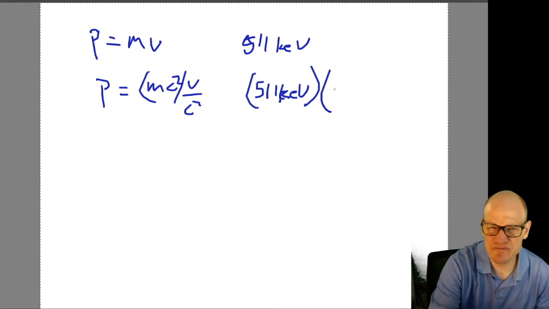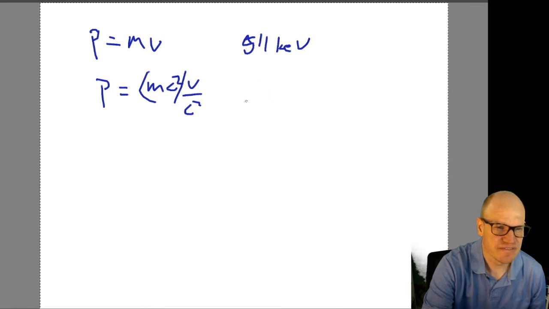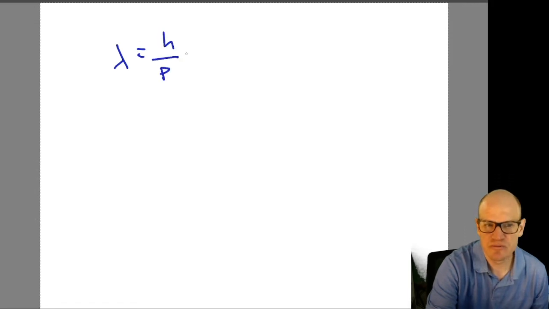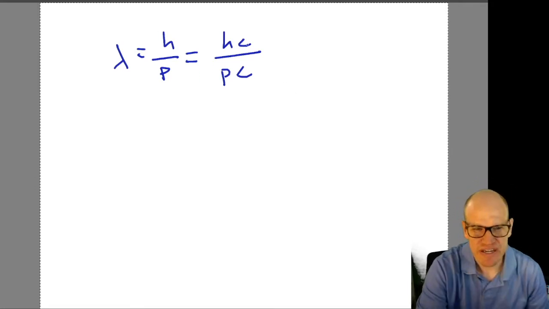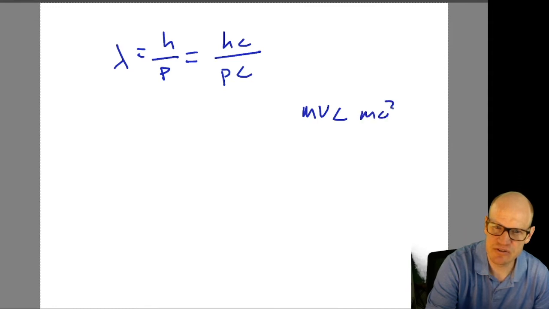And then how fast are these things moving? Let's just go with the mass. Okay, so back to this. I'm looking for the wavelength, which is equal to h over the momentum, which is equal to hc over pc. Pc is mv times c. And so if I multiply and divide this by c, I get mc squared times v over c. That's the quantity I was looking for.